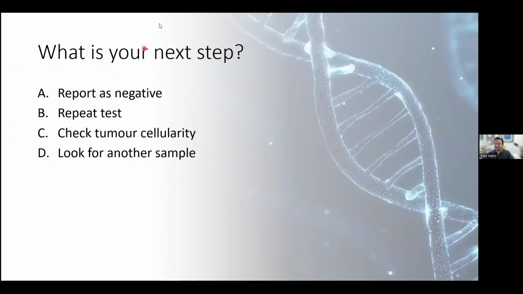So my question is, what's your next step? And again, I'm going to preface that all of my questions potentially have more than one right answer. Would you report this as negative? Would you repeat the test? Would you check the block and slides to see what the tumor cellularity was, if you don't remember at the time of circling, or if somebody else circled the test? Or would you look for another sample? So I got lots of C's, some D's. I'll let the answers come in for just a touch longer. Okay, so it looks like a mix of C's and D's.